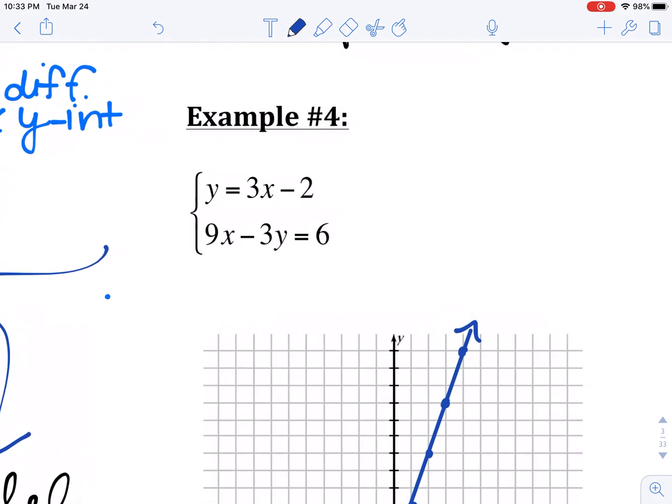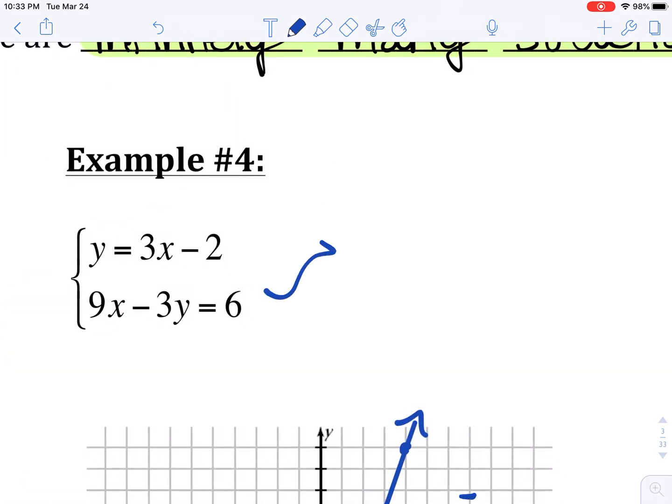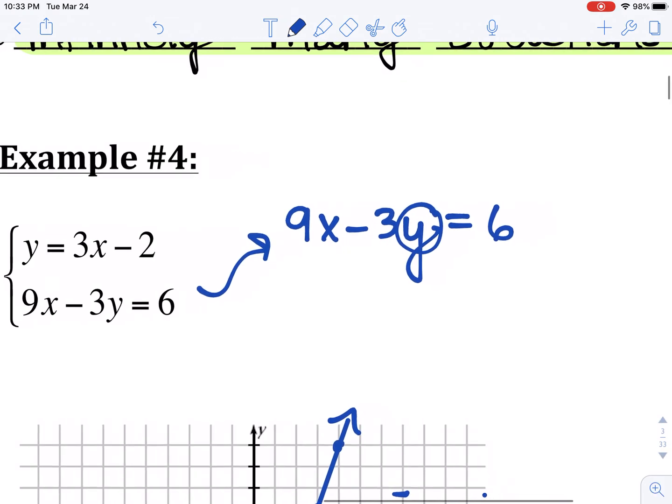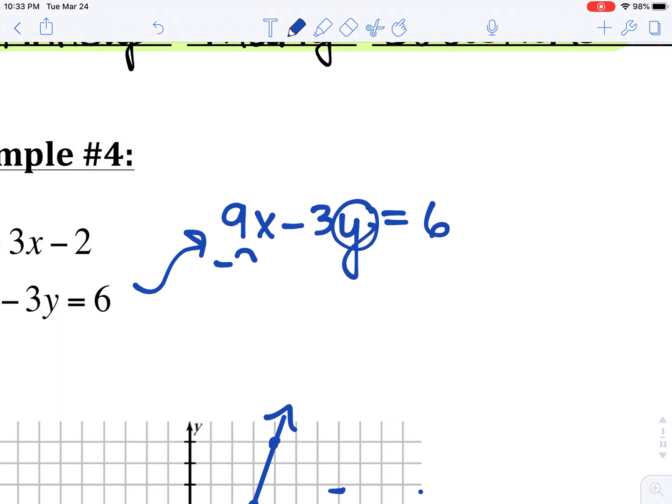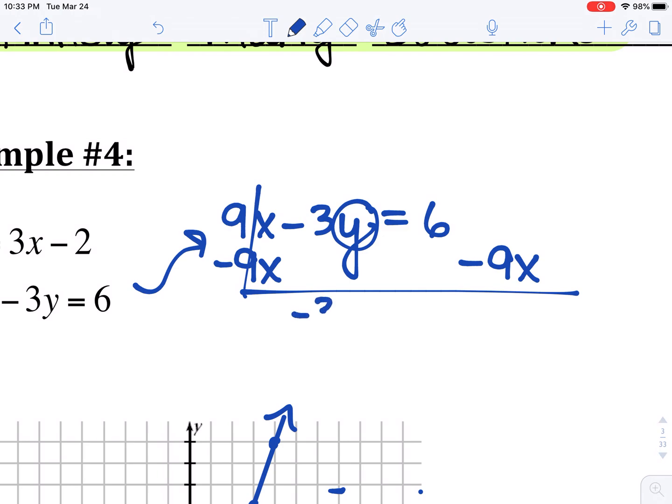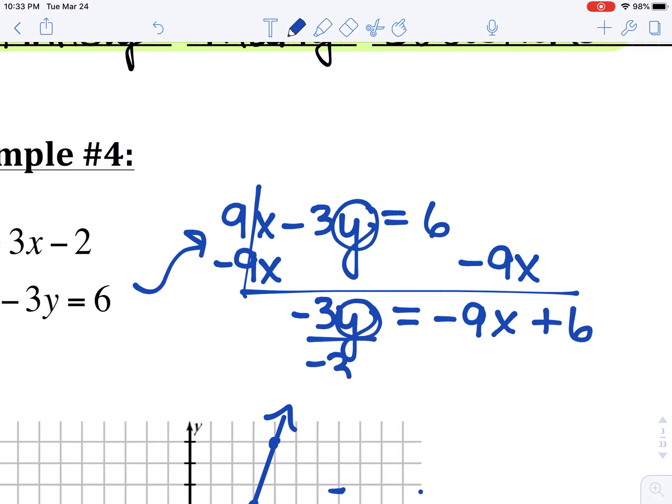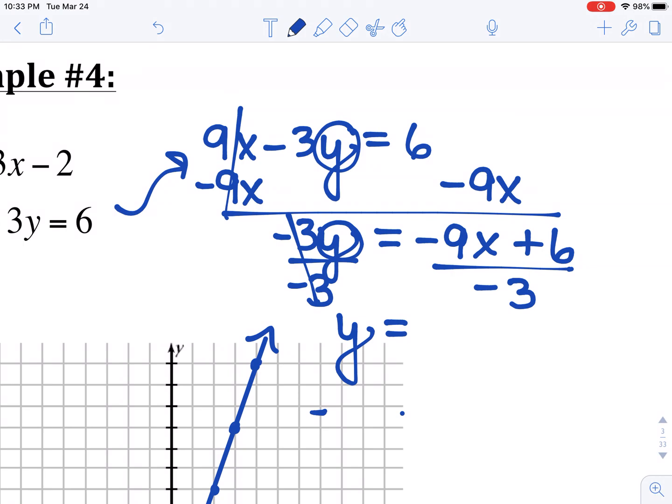In the second equation, we have a few steps to do in order to isolate y. To isolate y, we have to move both the 9x and the negative 3 to the other side, and we do opposites. We're going to go ahead and subtract 9x from both sides, giving us negative 3y equals negative 9x plus 6. Y is still not isolated, so we're going to go ahead and divide by that negative 3 that's multiplying it, giving us, well, negative 9x divided by negative 3 is a positive 3x. 6 divided by negative 3 is negative 2.